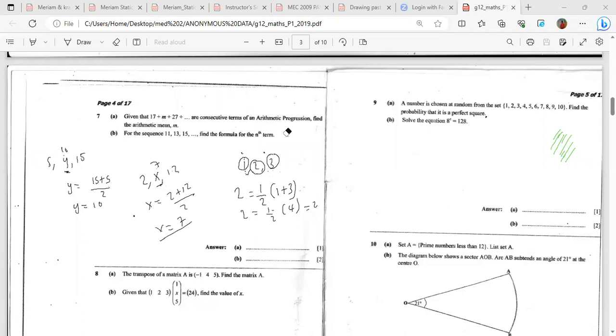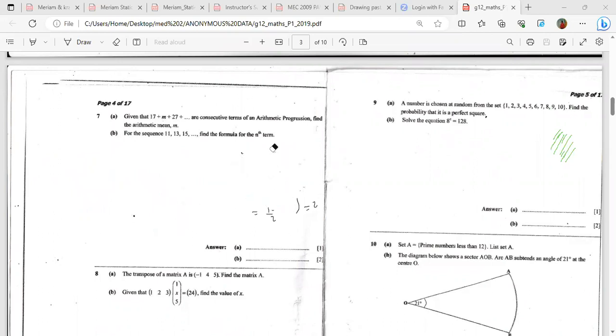So in this case, so long as they've said this is the arithmetic mean, what we are supposed to do is this. We're just going to get the middle and say m is equal to this one on this side, that is 17, plus the one on the other side, that is 27, divided by 2. So the formula is like this: mean is equal to a1 plus a3 over 2.